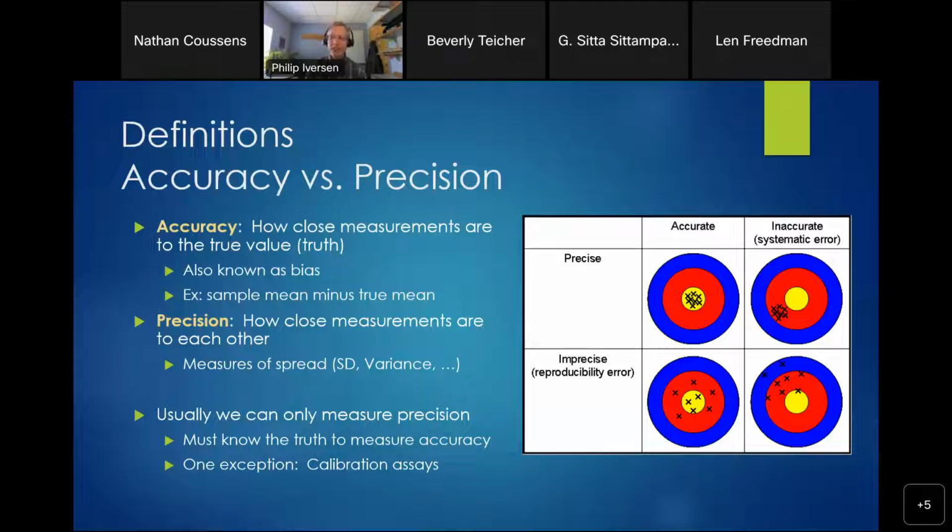There's at least one exception to that: calibration assays, where we have known standards, and we can measure both precision and accuracy in that sort of context.